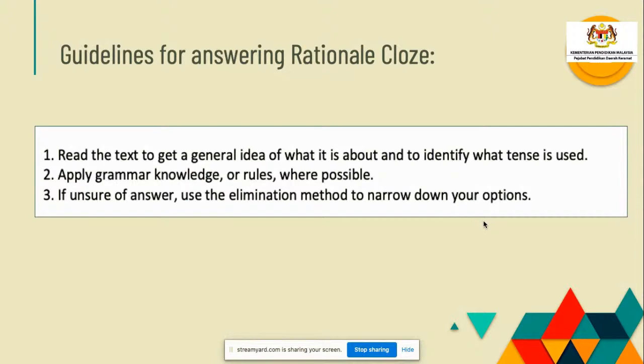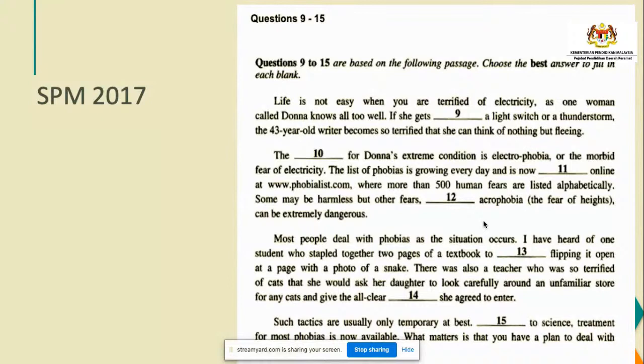Okay, look at this passage. Question 9 to 15. Okay, tengok arahan dia. Choose the best. Dia nak yang terbaik. Choose the best answer to fill in each blank. Life is not easy when you are terrified of electricity. Bila kita baca ayat pertama ni, ada tak verb? Motion verb ke ataupun helping verb? So, kita nampak perkataan is. Kita baca the next line pula, sebab kita nak make sure betul ke tenses yang kita faham ni. So is ini adalah signal kepada present tense. Life is not easy when you are terrified of electricity.